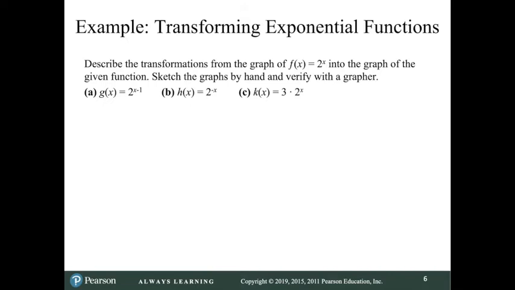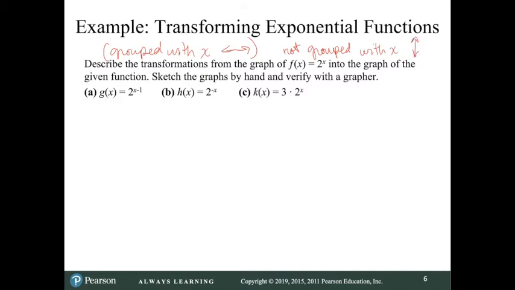So to transform functions, we're doing the exact same rules that we saw for our polynomial functions. If it's grouped with x, it happens sideways. If it's multiplied, it's a stretch or a shrink. If it's added or subtracted, it is a shift. If it's not grouped with x, then it goes up and down.